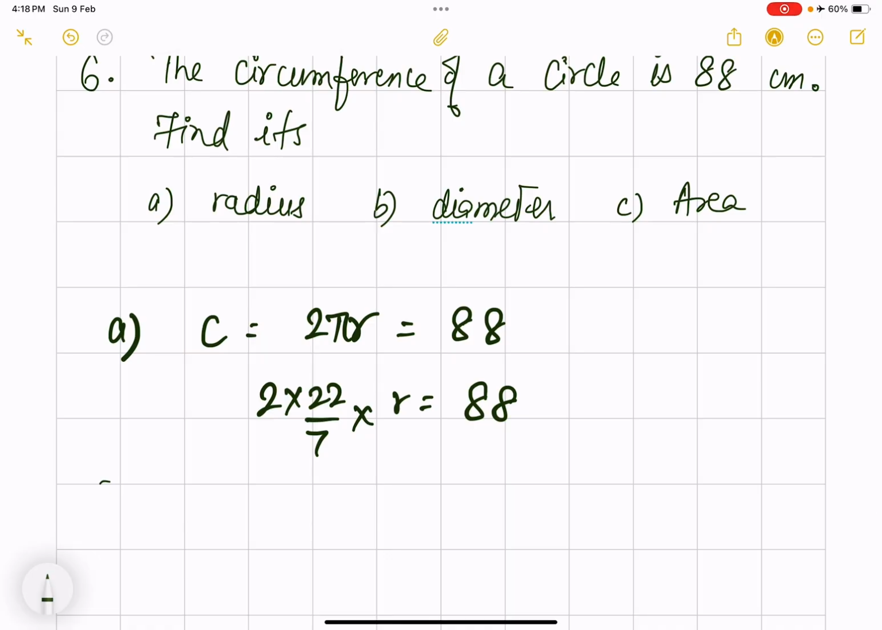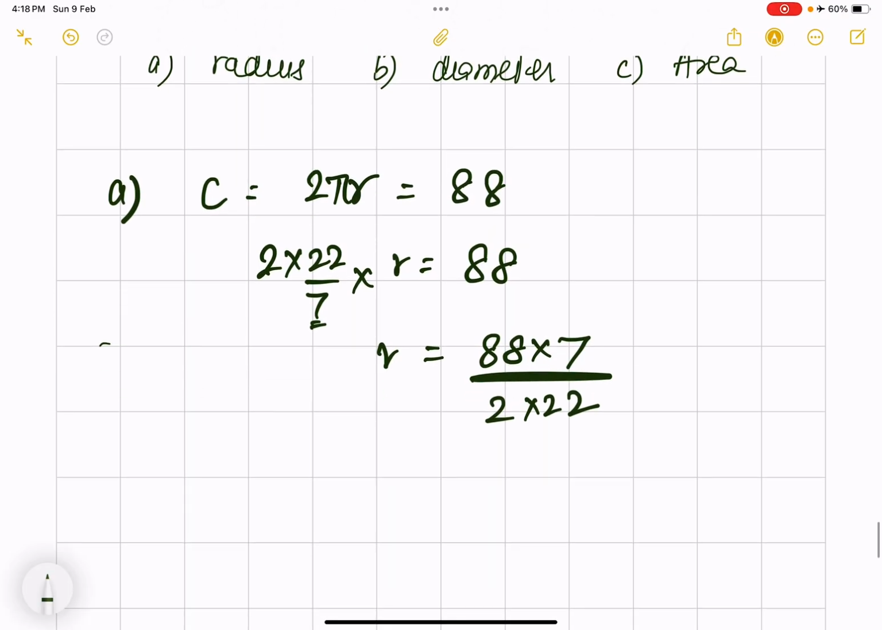Now look carefully. 7 is getting divided here, so it will get multiplied on the other side: 88 into 7. 2 and 22 are both multiplying here, so they will get divided on the other side: 2 into 22. And r is left alone on the LHS.